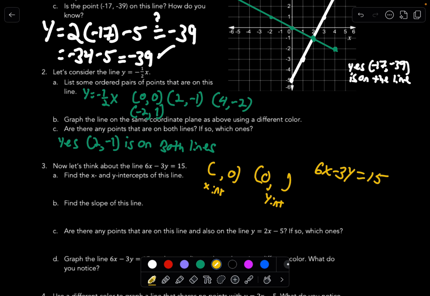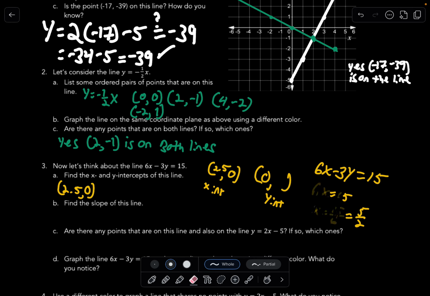So if we let y equal 0, that means the negative 3y goes away and we have to solve 6x equals 15. All right? So 6x equals 15 says that x equals 15 over 6, which reduces to 5 halves, or 2.5. So the x-intercept is 2.5 comma 0. Okay?